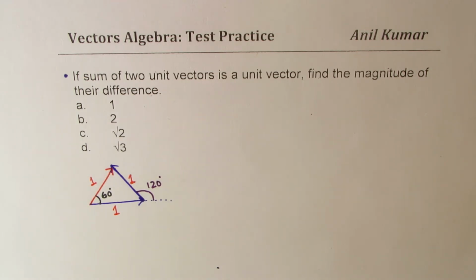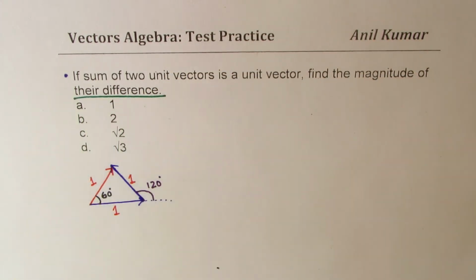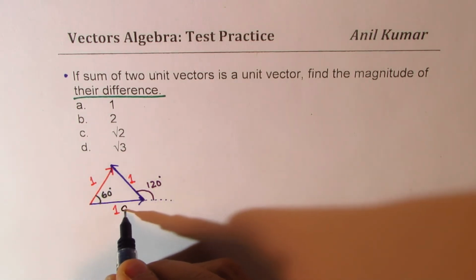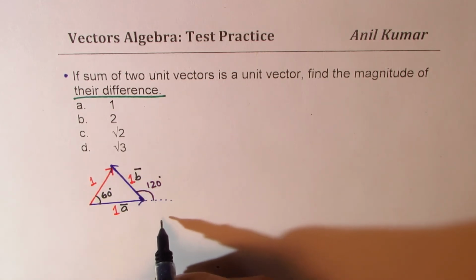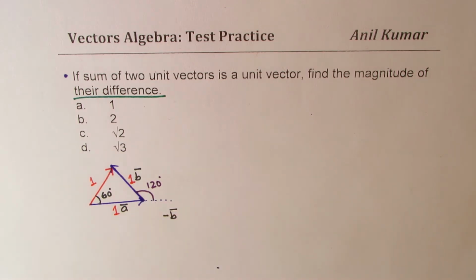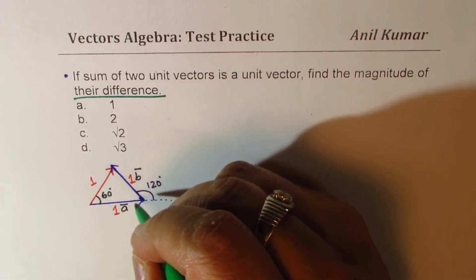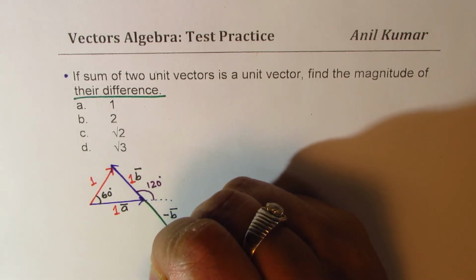Now, in this part, we are looking into the magnitude of their difference, right? So let's say this vector is A for us. Let me write down A and B. Let's say this is vector A, and that is vector B. Then what is minus B? Minus B will be in this direction, correct? So let me sketch this for you. We have B here, so the minus will be in the opposite direction.